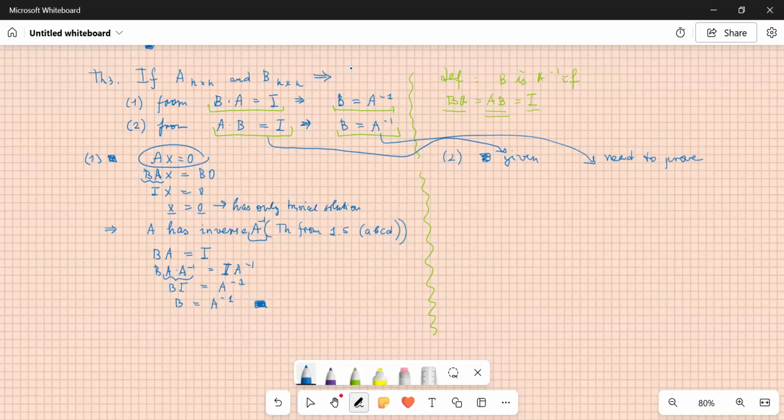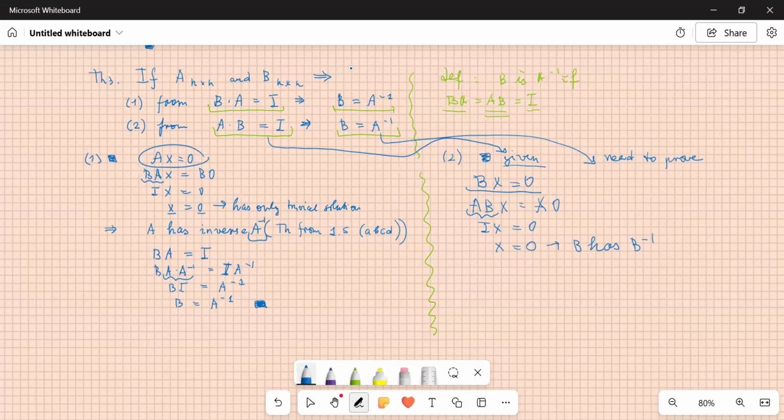Okay, what I'm going to do, guys, is start with the system Bx equals 0, and do the same trick with it. I'm going to multiply it by A: A, Bx equals A0. Why am I doing this? Because I have to have A on the left side of B. From the given, AB equals identity, so I get identity times X. And here 0 equals 0, and X equals 0 again. So this homogeneous system, slightly different from the previous case, has only the trivial solution, which means that B has an inverse, by the same theorem from section 5, right?